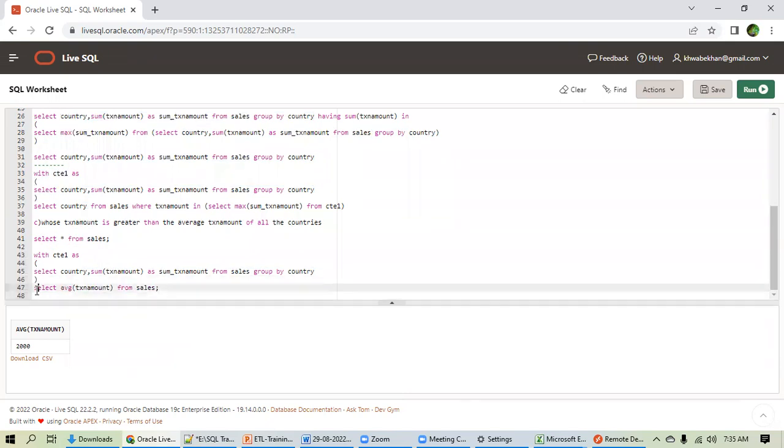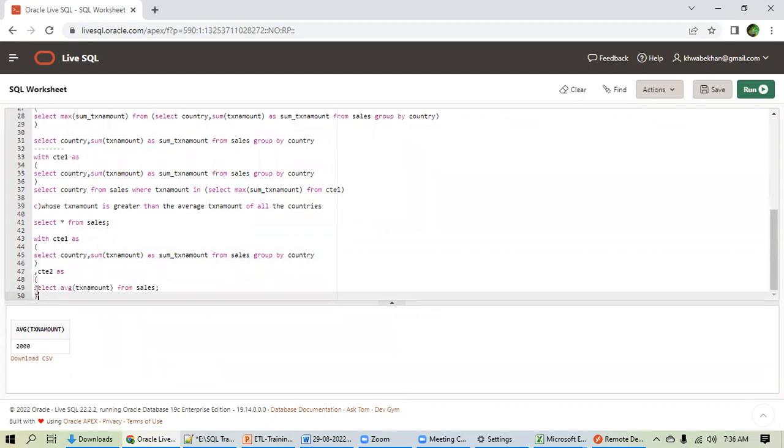This is done, right? And let's keep this in CT2. See, in CT1, what have we done? We have calculated the total transaction amount for each and every country in CT1, right? Now in CT2, what happened? I have derived the average transaction amount.